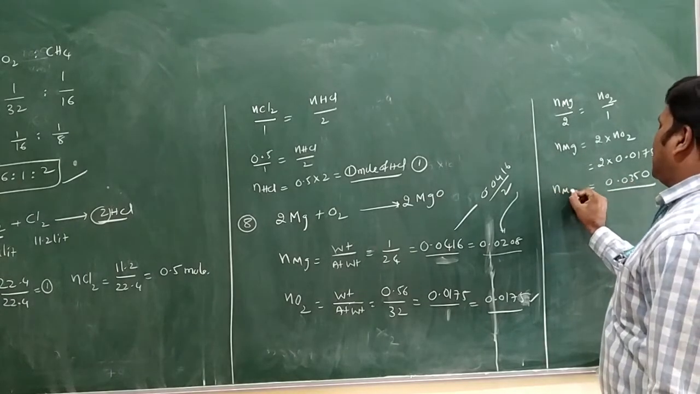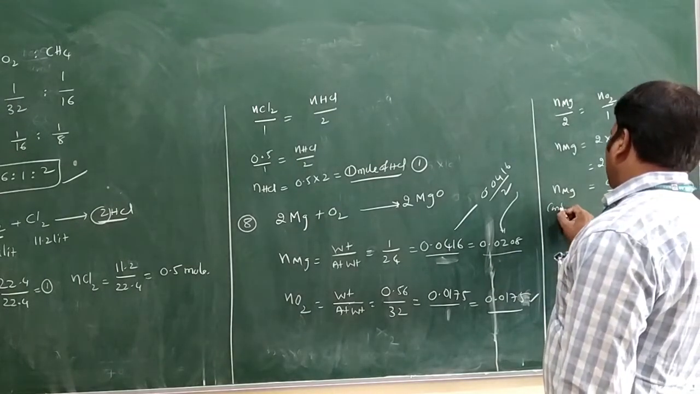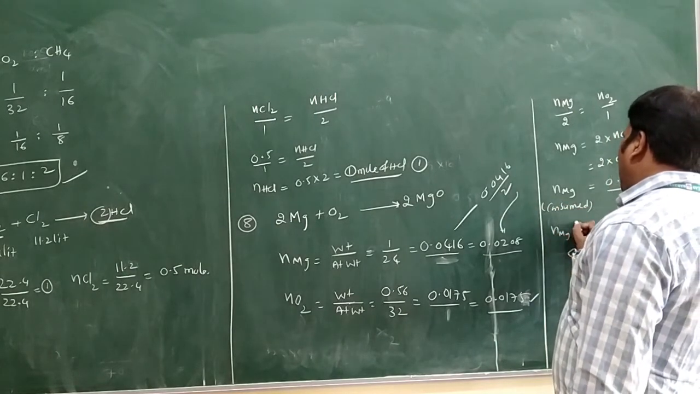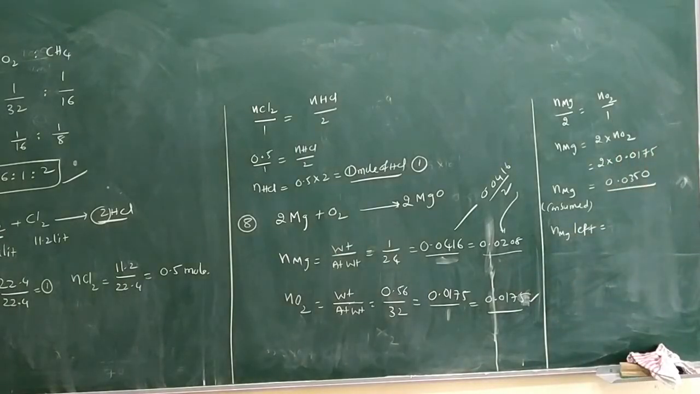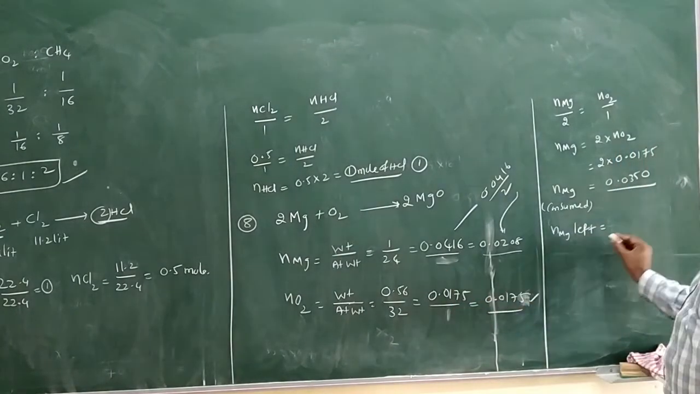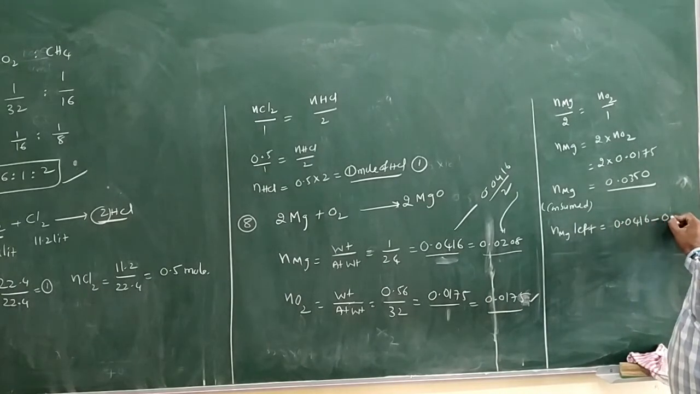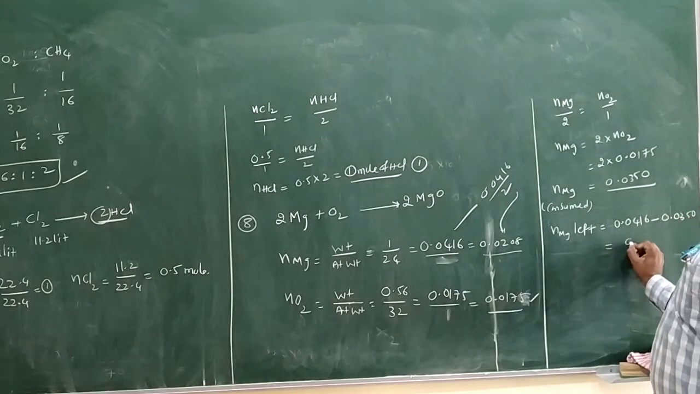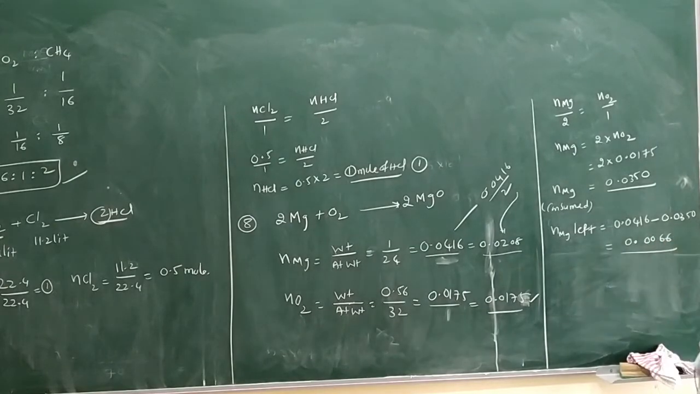0.0350 is the number of moles of magnesium consumed in the reaction. Now we can find the number of moles of magnesium left. How many moles do we have? This is 0.0416 minus 0.0350, and you will get 0.0066 only. This is the number of moles of magnesium left.